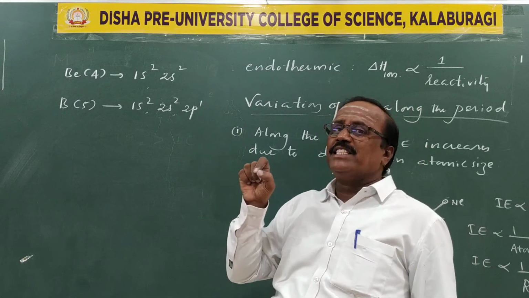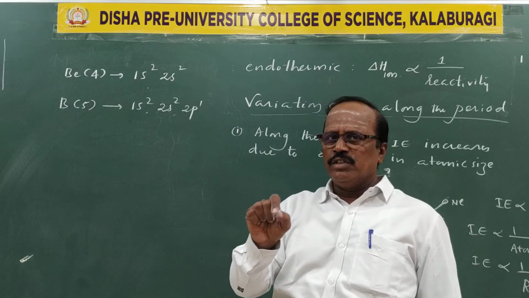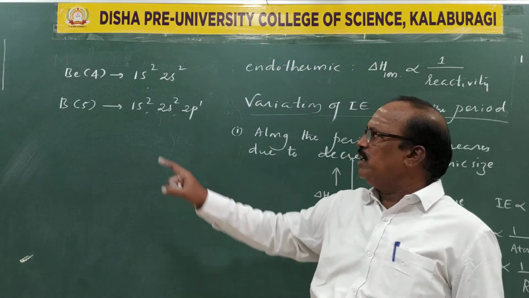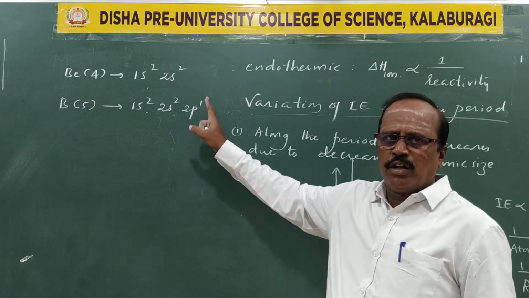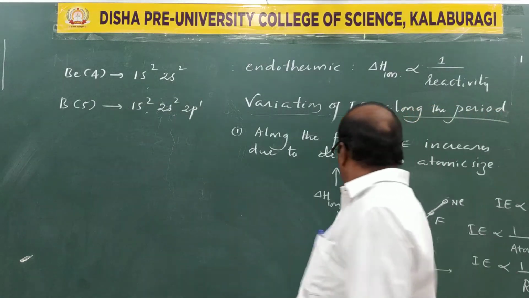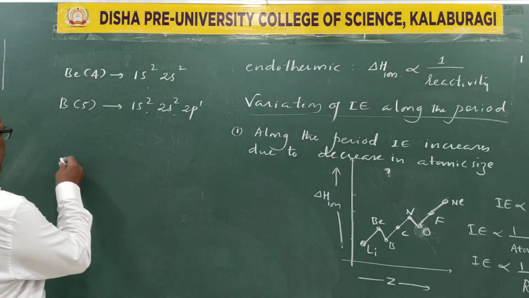2p1 electron is less penetrated towards the nucleus. Due to this, the force of attraction is weaker. Therefore, you can easily remove an electron from boron compared to beryllium. This is one piece of information.